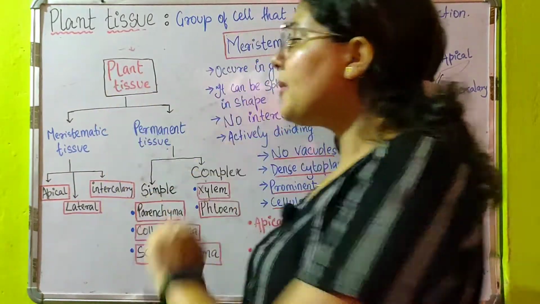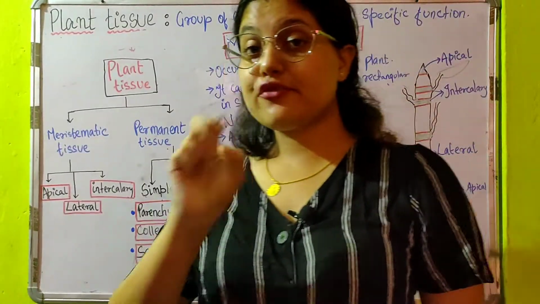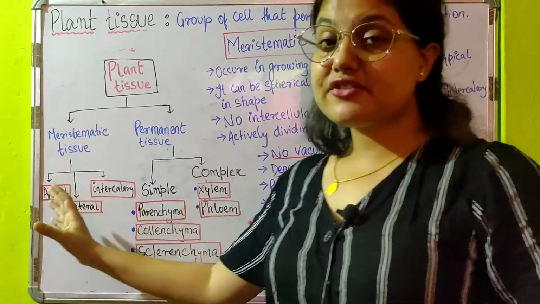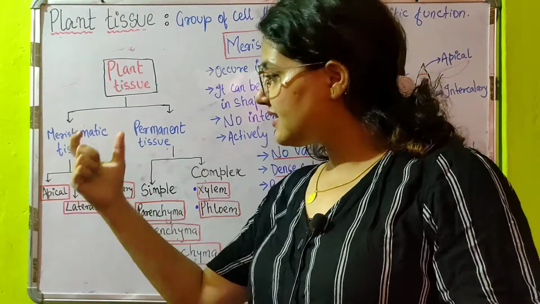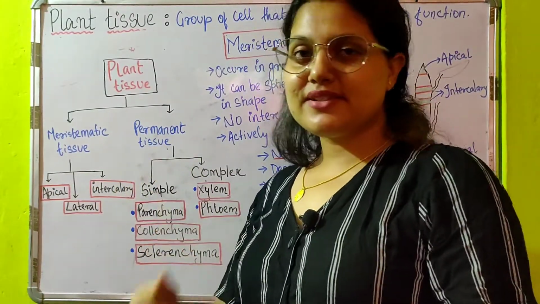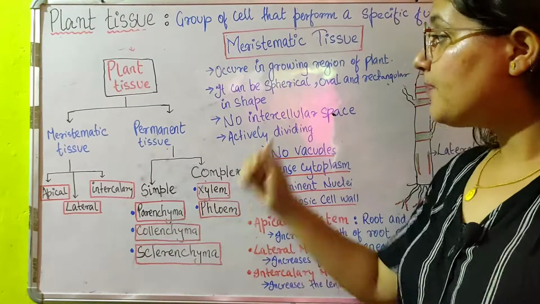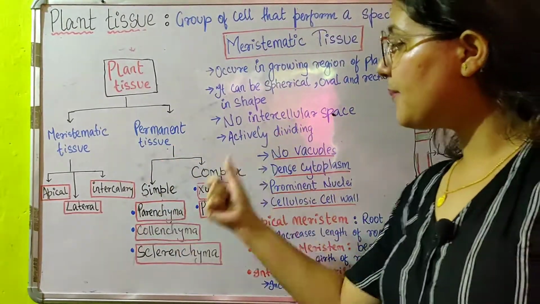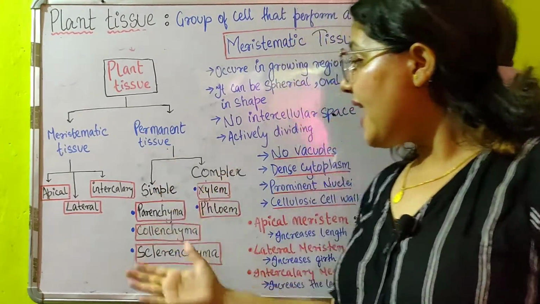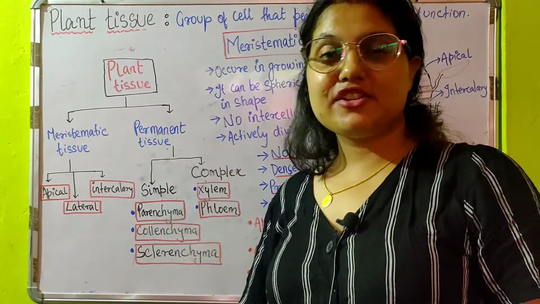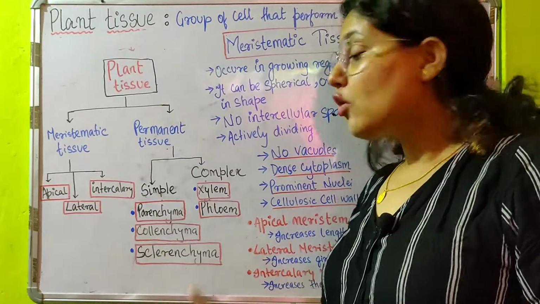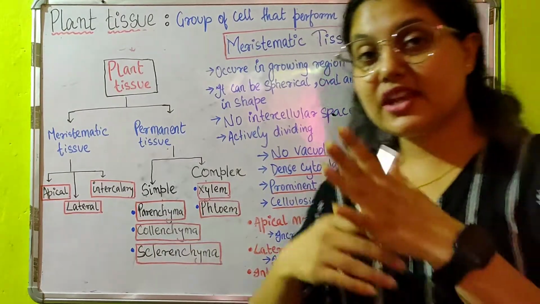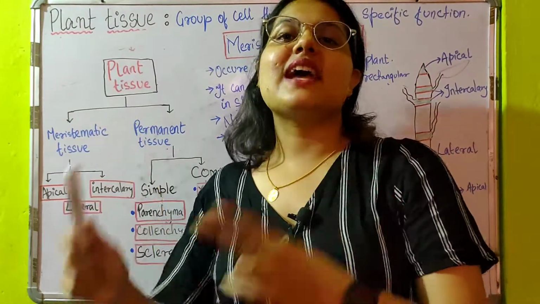Now coming to the plant tissue, plant tissues are of two types. One is meristematic tissue and another is permanent tissue. Meristematic tissues are again of three types, that is apical meristem, lateral meristem and intercalary meristem. And the permanent tissues are again of two types, that is simple permanent tissue and complex permanent tissue. The simple tissue has been divided into three types, that is parenchyma, collenchyma and sclerenchyma. And the complex tissue has been divided into two types, that is xylem and phloem.